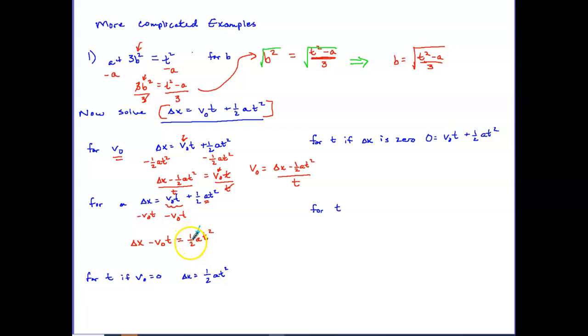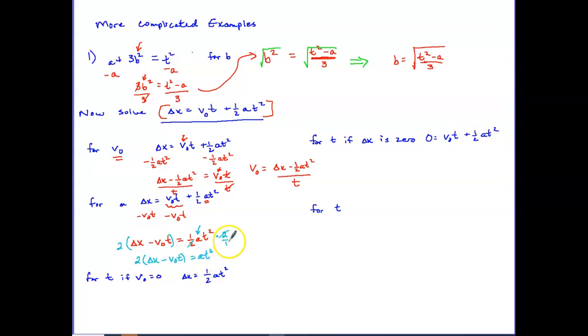In order to get rid of a 1/2, that's a fraction, we multiply by its reciprocal, because a fraction times its reciprocal is 1. So I'm going to multiply this side by 2, or 2 over 1, and this side by 2. The whole thing, not just the delta x. So that's going to give me 2 delta x minus v0t equals, and that 2 and 2 canceled, at squared.